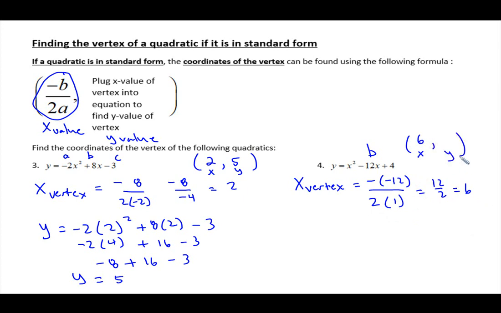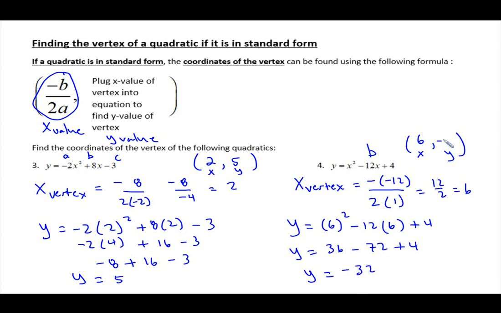I need to find the y value, so I'm going to plug it in to find the y value. So y is equal to 6 squared minus 12 times 6 plus 4. So I get y is equal to 36 minus 72 plus 4. So if I work all that out, I'm going to end up with -36 plus 4, so -32. So -32 is my y value for the vertex.